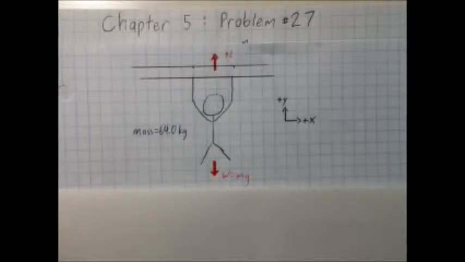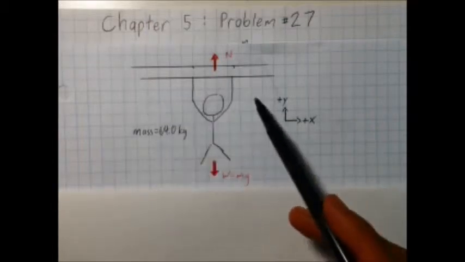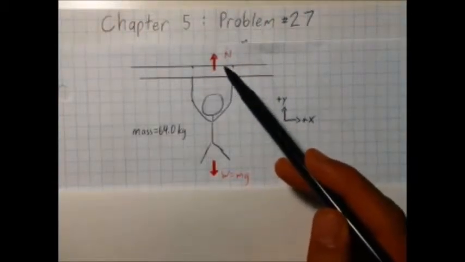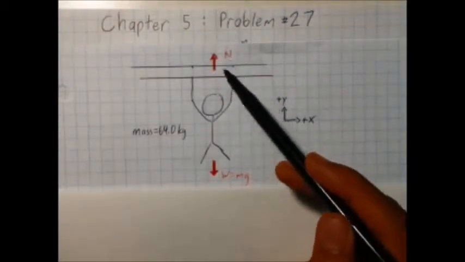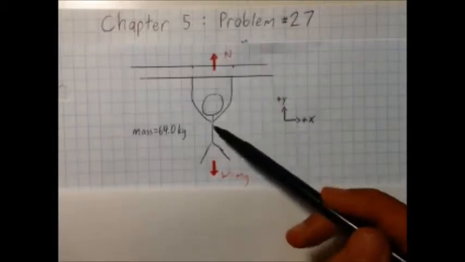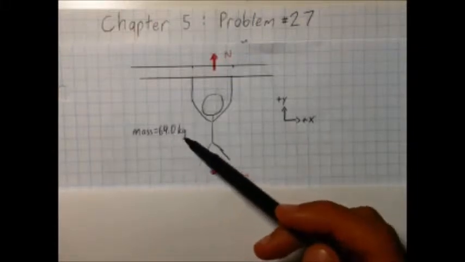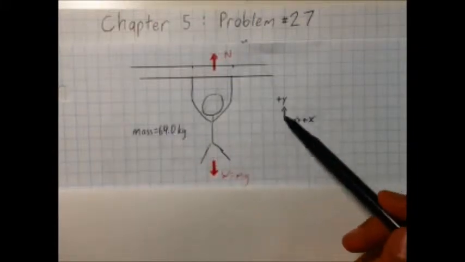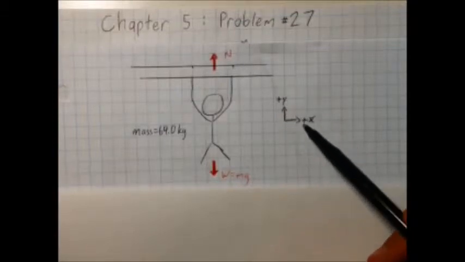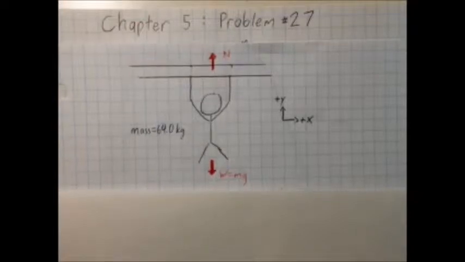So, here I've drawn a free body diagram. There's this guy doing a chin-up on this bar. The force that the bar is exerting on the body is the normal force, which I've labeled N, which is going upwards. His weight is going downwards, and his mass is 64 kilograms. And I define this way as the positive y direction. We actually don't need to worry about the x direction since he's only going vertically.